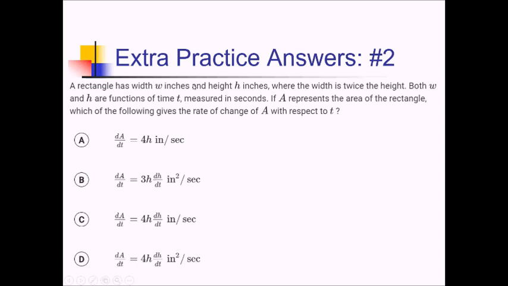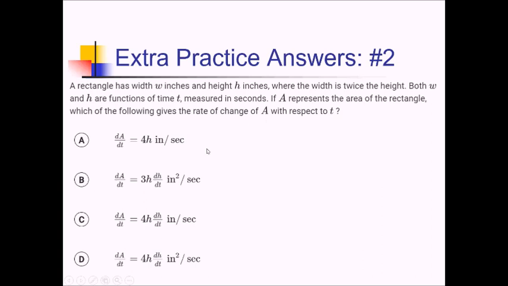On this problem, we have a rectangle with width W and height H. And they're telling us the width is twice the height, which is going to be important in a moment. And then they're telling us the dimensions are both functions of time. So that includes W and H. And also, honestly, the area is also going to be a function of time. So if A is the area, we want to know which of these equations gives the rate of change of A with respect to T.